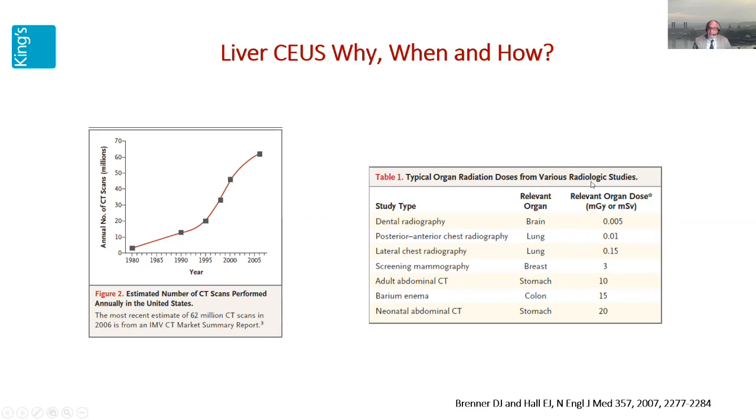Radiation doses from various radiological studies are quite variable. Dental radiography, a chest x-ray, really quite small. But when you get down to looking at abdominal CT examinations, 10 millisieverts, and a neonatal abdominal CT, 20 millisieverts, you can see how the accumulative dose over many years could be detrimental to the patient.